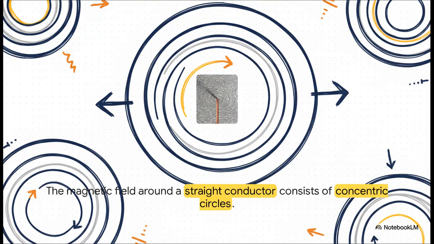First up, the simplest case, a long straight conductor. As you can see in the diagram, the magnetic field lines are perfect concentric circles, with the wire right at the center. And notice how the circles get farther apart as you move away from the wire. What does that tell us? It tells us the magnetic field gets weaker.